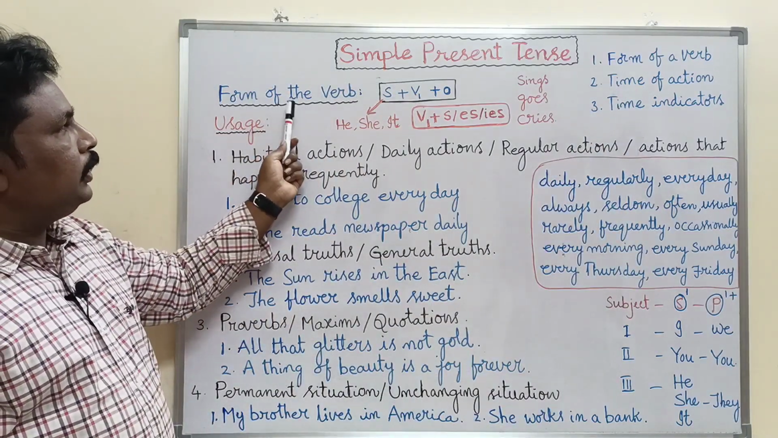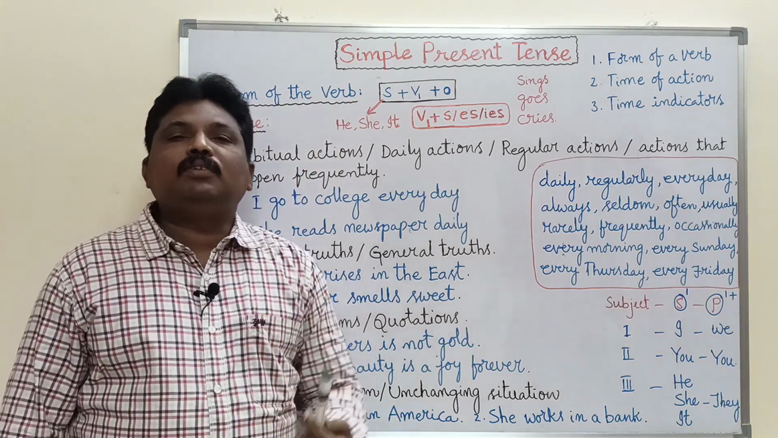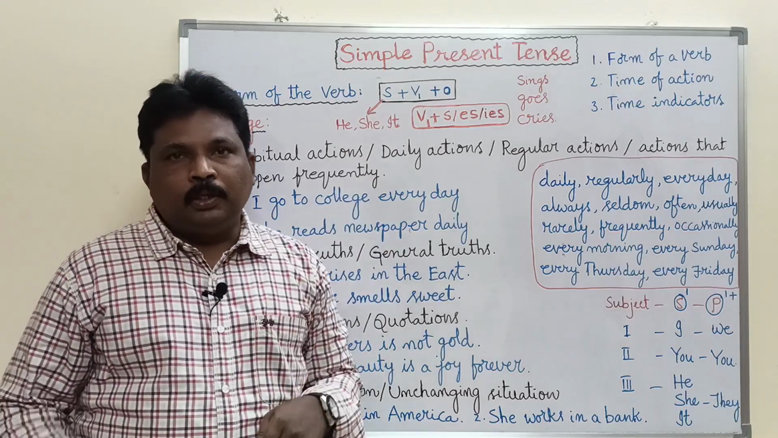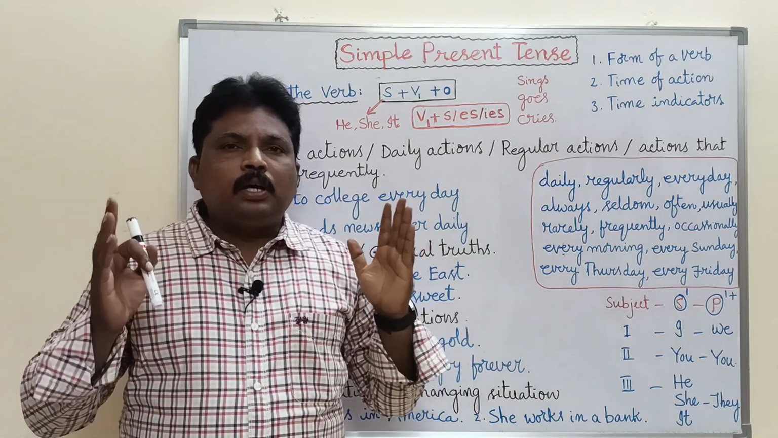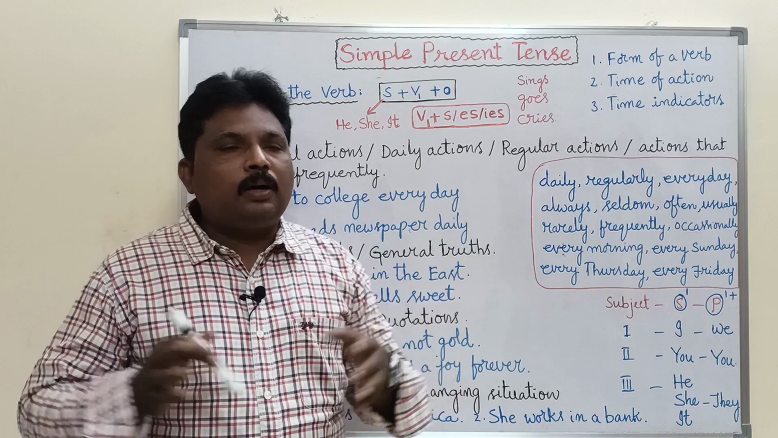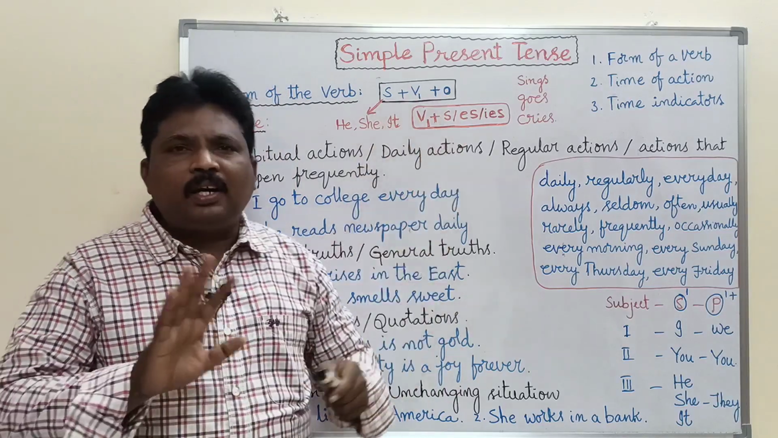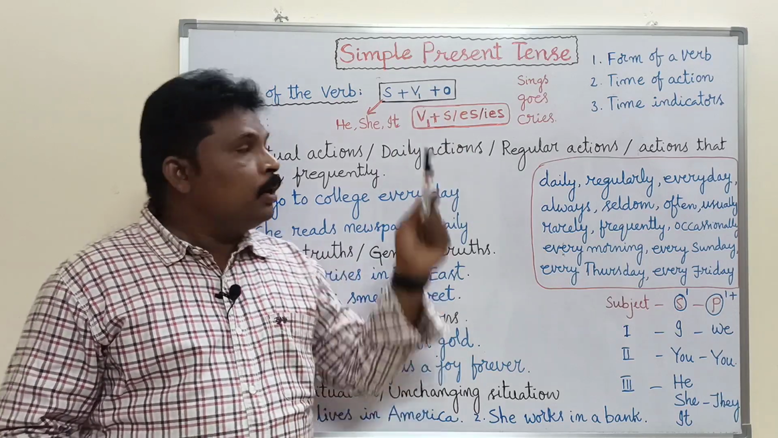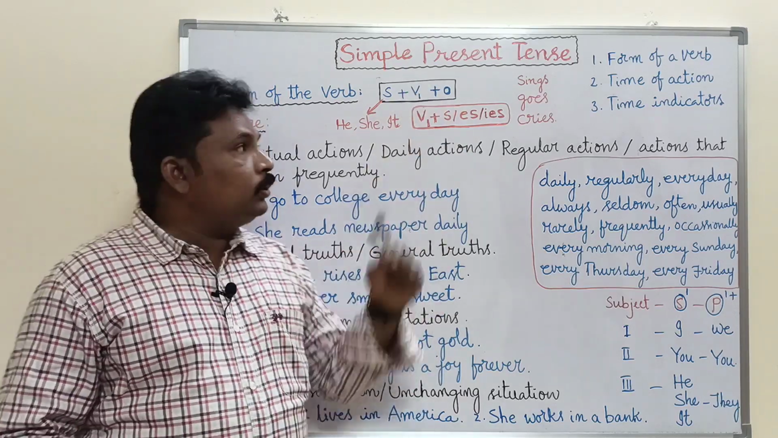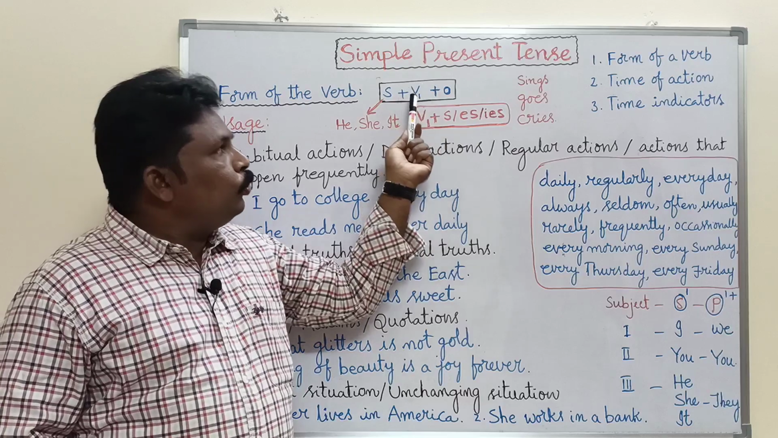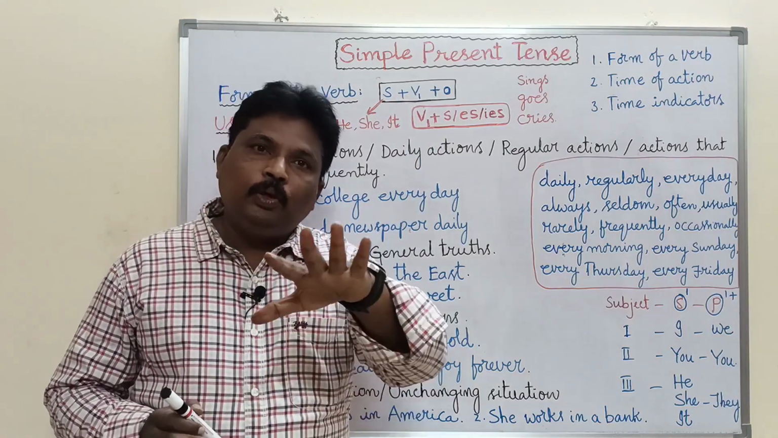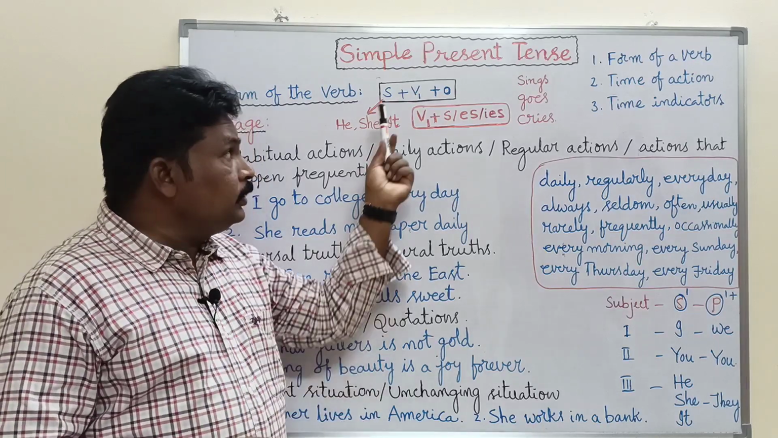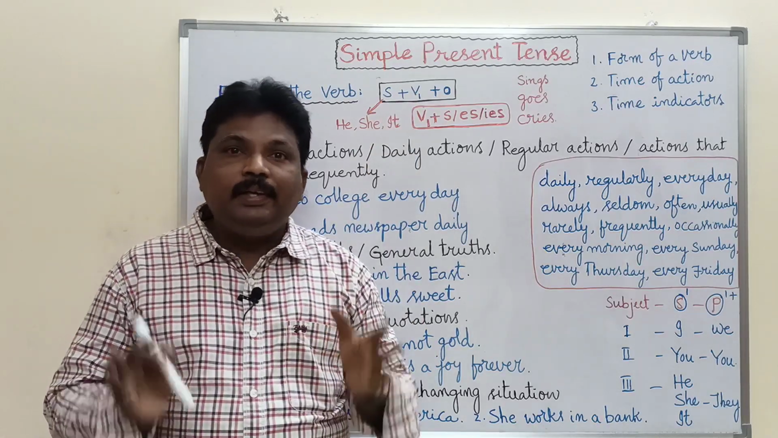So the first thing is form of the verb. What is the form of the verb? Subject plus V1 plus object. Remember, my dear students, subject plus verb plus object, these three things are not all essential. Subject is not necessary, object is not necessary, but V1 is necessary. Without subject and object, only with the help of the V1, we can say it is a structure of simple present tense. Of course, this is observed very keenly in spoken English.